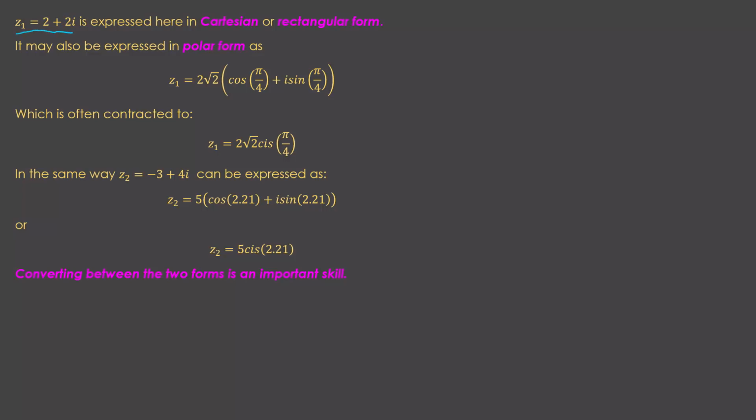Z1 is equal to 2 plus 2i is expressed here in Cartesian or rectangular form. It may also be expressed in polar form as Z1 is equal to 2 root 2 cos pi by 4 plus i sine pi by 4. Now let's just explain where that comes from.